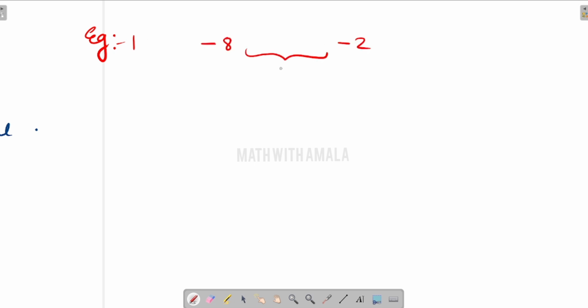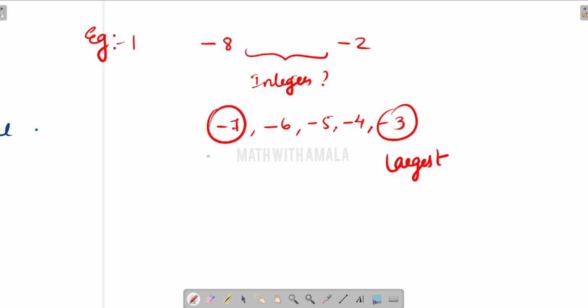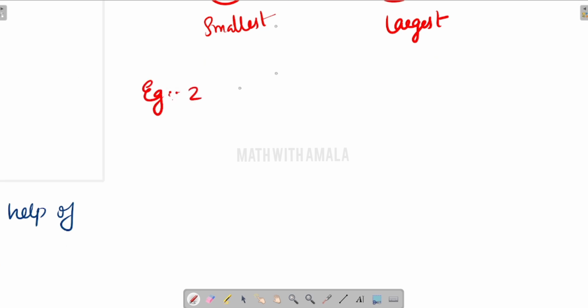Example number 1, minus 8 and minus 2. You have to take the integers in between these two numbers. So you can write minus 7, minus 6, minus 5, minus 4, minus 3. And minus 3 is the largest and minus 7 is the smallest among these numbers. You have to look at the sign, not the number.